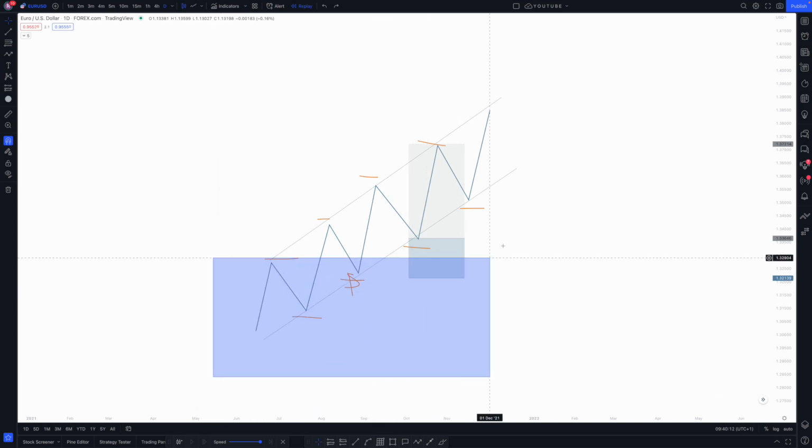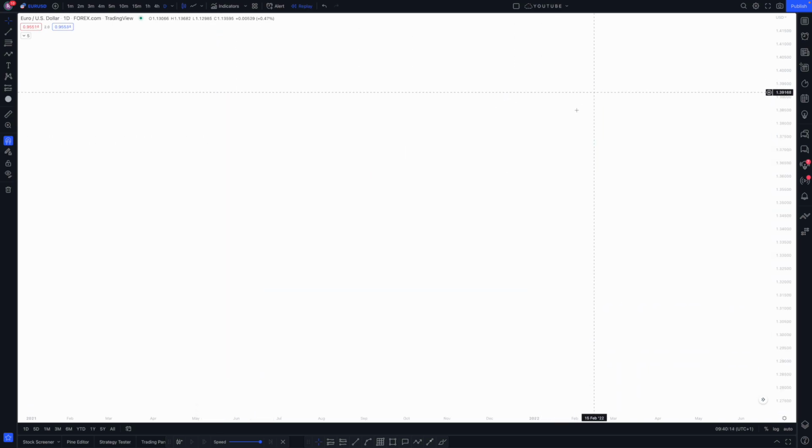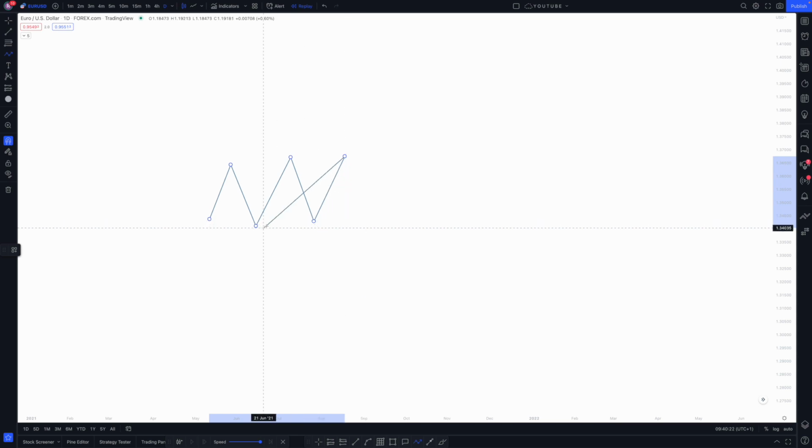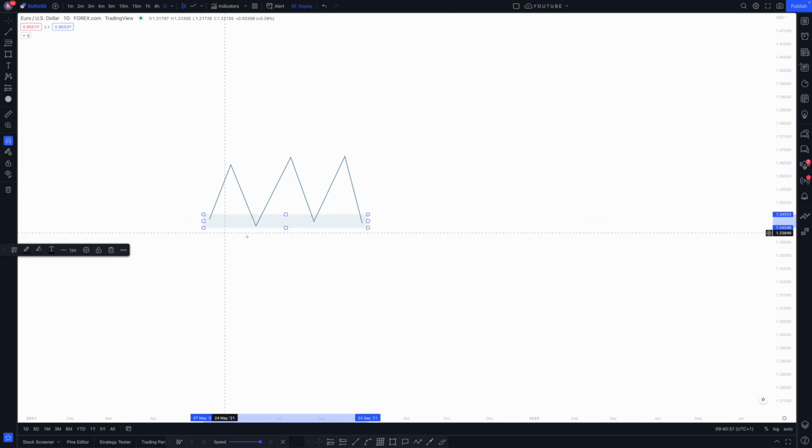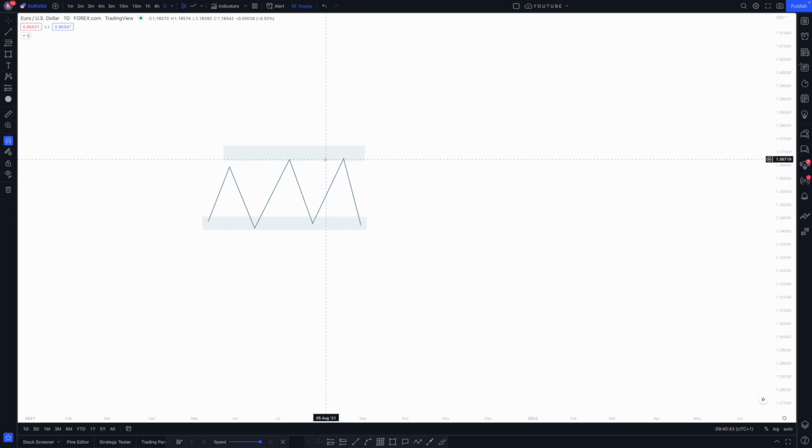So if I just go ahead and delete this, what you will also see in the market is a kind of a range. So for example, if we have got a range, this could also be considered a base. So right here we've got a range, right? And you'll see people trading support and resistance. They might have a support level right here, they'll have a resistance level somewhere up here, whatever it may be.